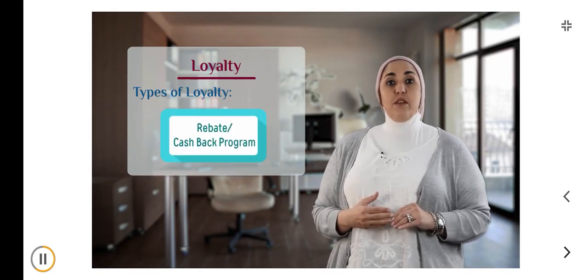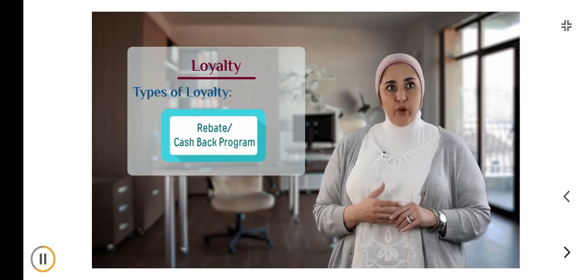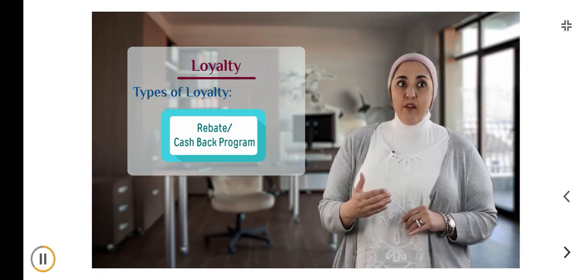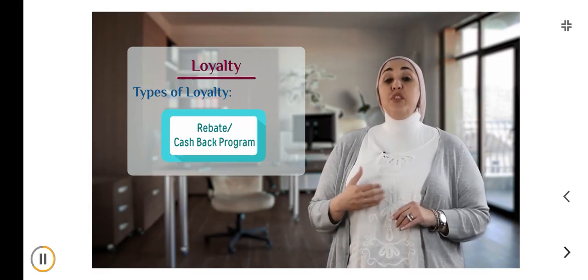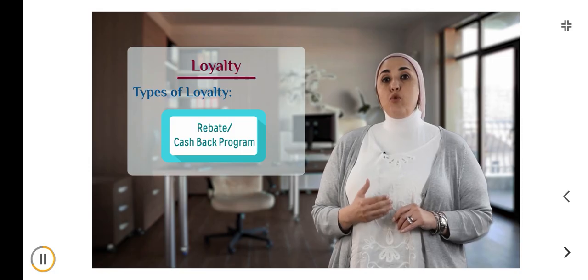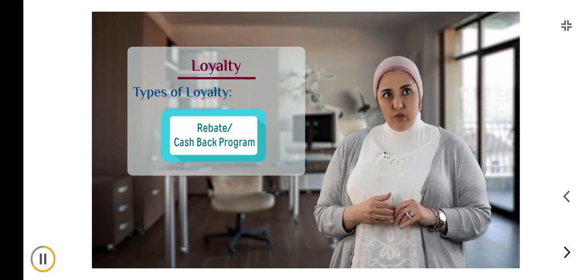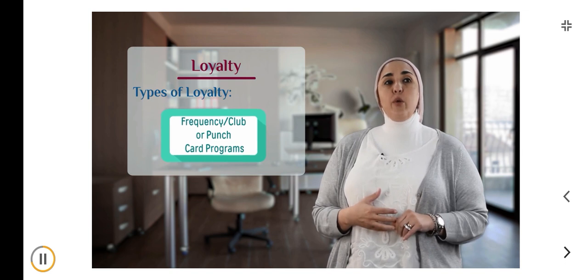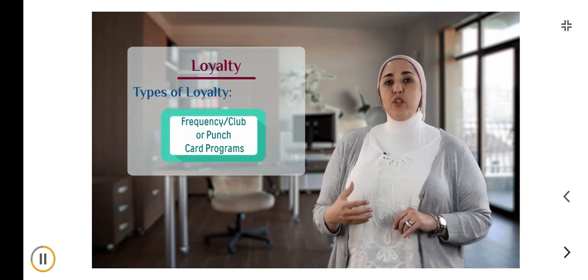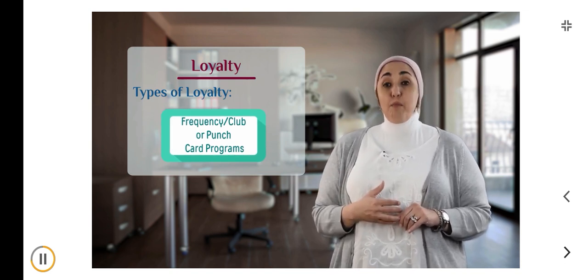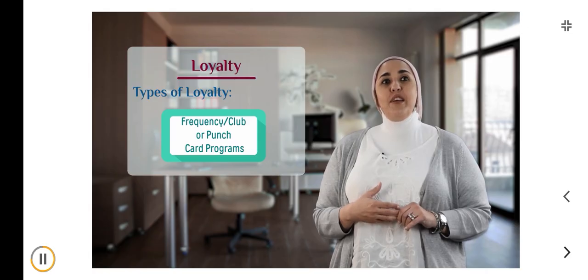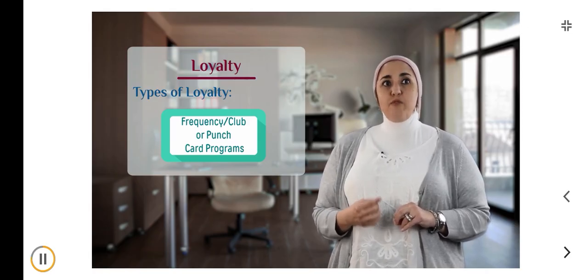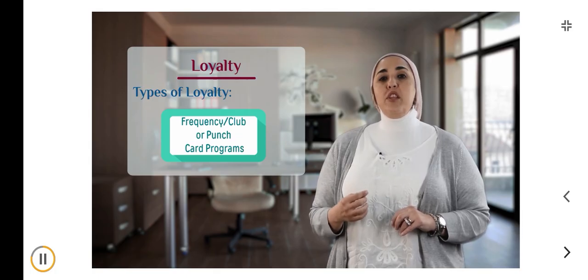First type is the rebate or cashback program. This allows the customer to earn money back from prior purchases and redeem them after a certain amount of time or set amount. Second type of loyalty program is the frequency or club or punch card program. Buy 10, get the 11th free. Many businesses still use the paper punch card process for this type of loyalty marketing program.